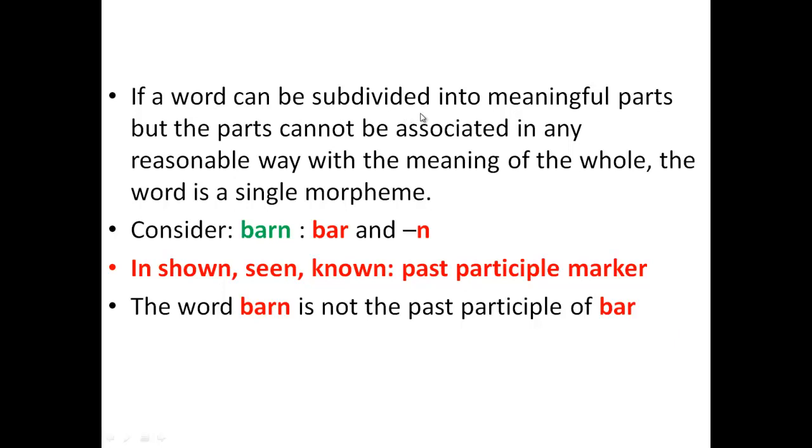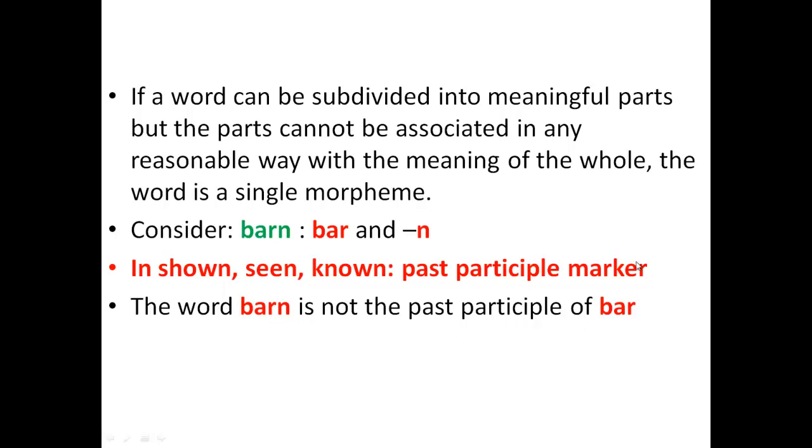Now, if a word can be subdivided into meaningful parts, but the parts cannot be associated in any reasonable way with the meaning of the whole, the word is a single morpheme. Look at this example, barn. Is it possible to divide it into bar and n on the basis that n is already identified as a morpheme in some words like shown, seen, known? In all these words, the n is what we call the past participle marker. But of course the word barn does not follow the same pattern. The word barn is not the past participle of bar.